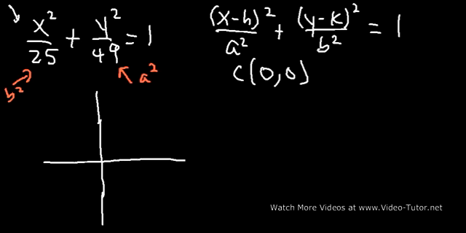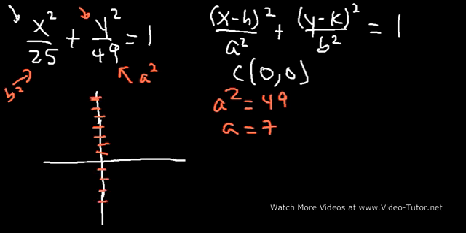Now, since a squared is equal to 49, what this means is that a is equal to 7. And 7 is under y squared. So from the origin, we need to go 7 units up and 7 units down. The way we plot is very similar to a circle, but there's no radius. A and B are different. If A and B were the same, then it would be a circle.